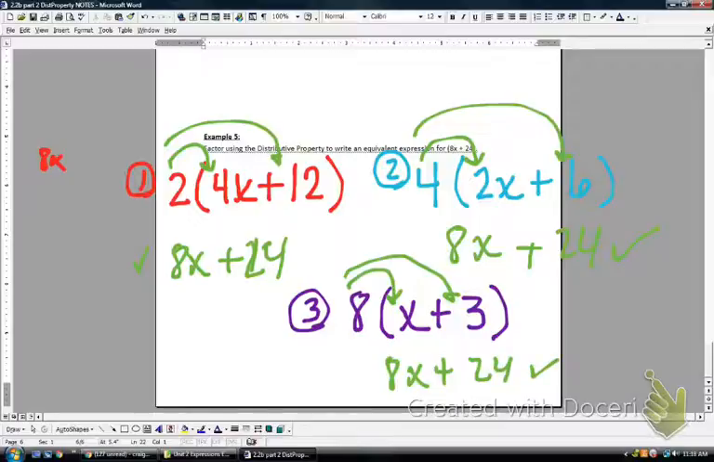So there are 3 different ways to solve that problem. You only need one way. So if you were working on this problem and you had number 1 and your friend had number 3, you're both correct. So you wouldn't have to erase yours to write number 3. It would just be 2 different equivalent answers for the same problem.